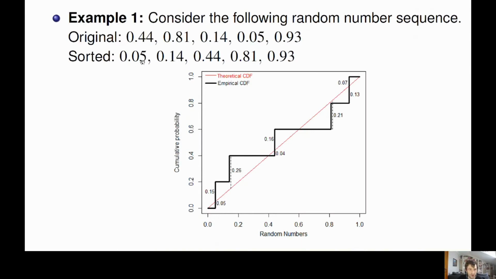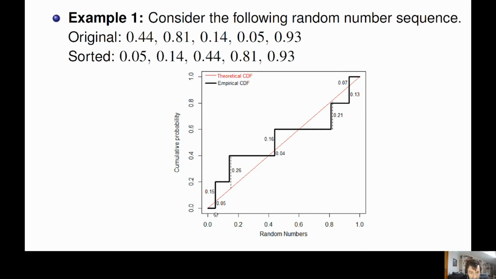When you reach your first observation in the sorted sequence, you jump to 1 over 5. Why 1 over 5? Because there are 5 observations. So you basically have a jump of size 1 over capital N. Then you move again. When you reach 0.14, you make another jump to 2 over N. When you come to the third observation, you move to 3 over N, 4 over N in the fourth observation, and 5 over N in the fifth observation, and it goes like this. But since we have 5 observations here, at 5 over N, we reach 1.